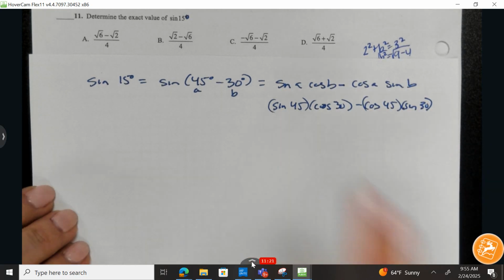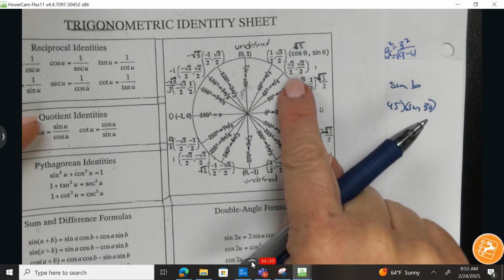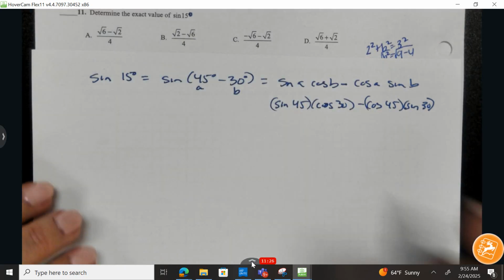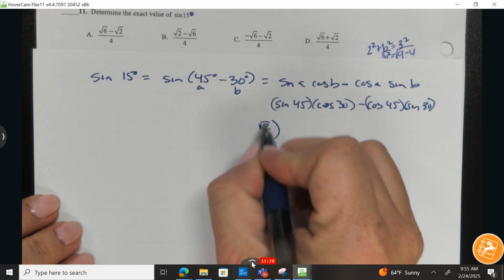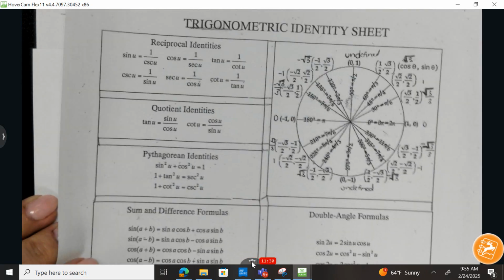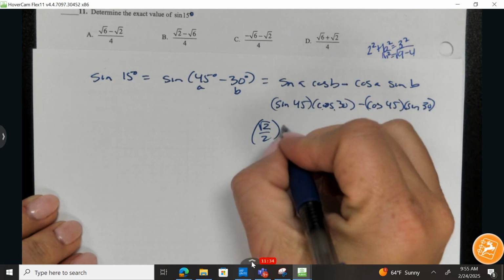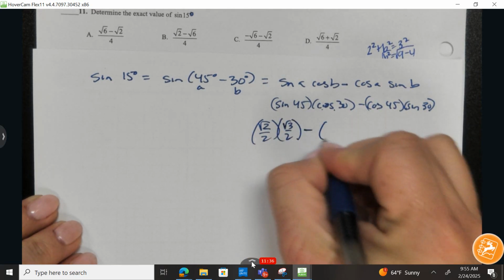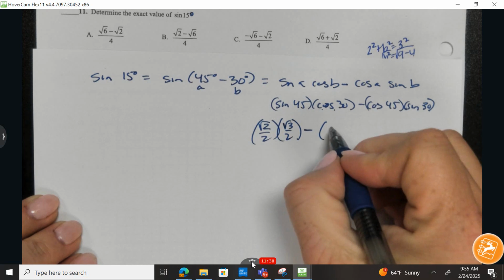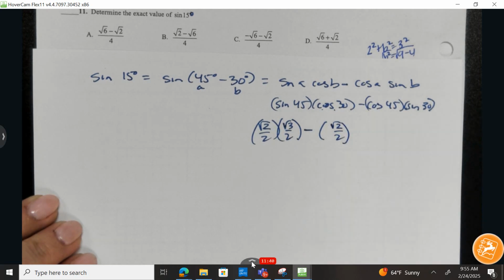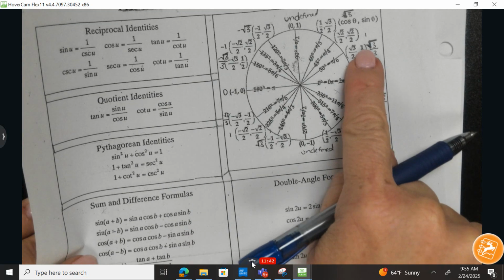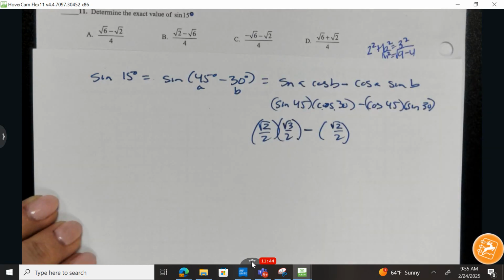What is the sine of 45? The sine of 45 is radical 2 over 2. What is the cosine of 30? The cosine of 30 is radical 3 over 2. What is the cosine of 45? I know it's radical 2 over 2. And what is the sine of 30? It is 1/2.